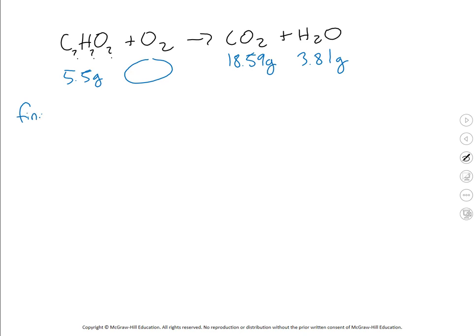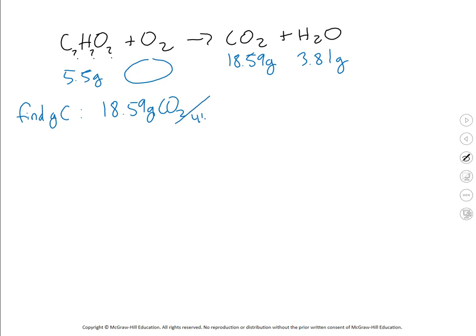Find grams of carbon. What are we going to use to find the grams of carbon? Carbon dioxide, good. So I have 18.59 grams of CO2. What's my first step? Take grams and do what with them? Good. Divide by the molar mass of CO2 to convert to moles. When in doubt, usually the first step is to convert to moles. If you see grams and you don't know what to do, at least convert to moles and you'll probably be halfway there. So convert to moles by dividing by molar mass.